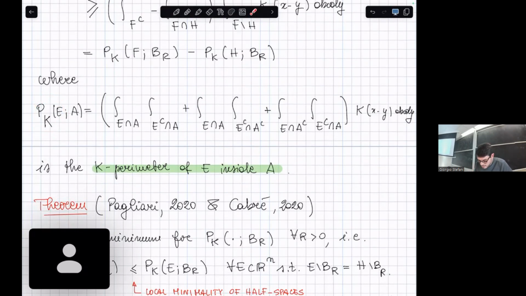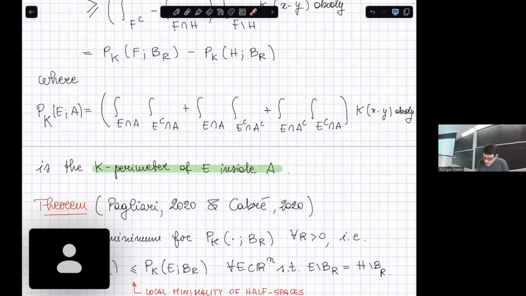So first I've shown you the non-local perimeter on the entire space. Now I want to localize it to a set. It is essentially doing this. The new set A is the new box, so I will consider the interaction between A and its complement.